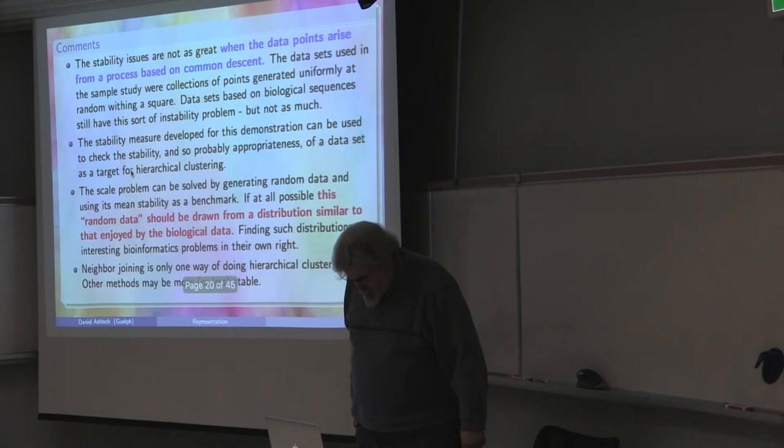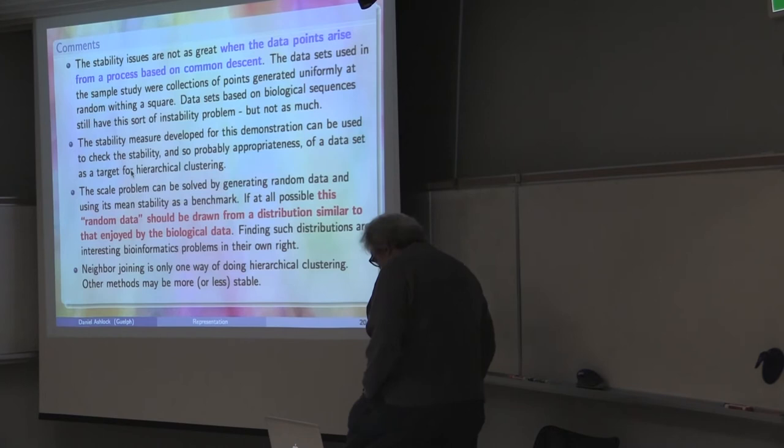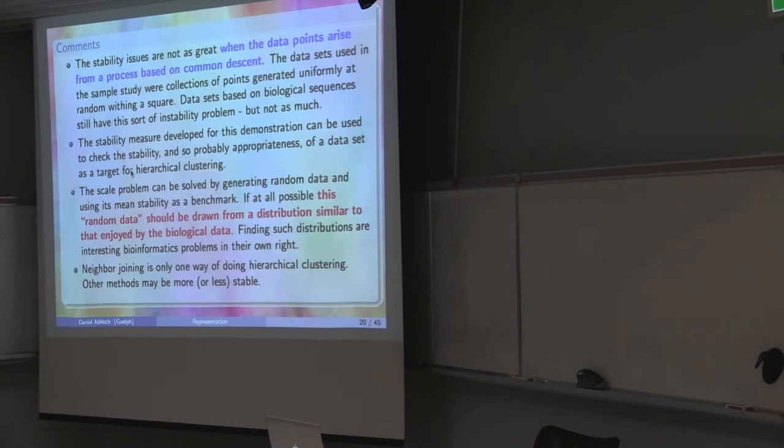So the stability issues are not as great when the data points arise from a process based on common descent. You remember how I said that k-means works really well if you have really good clusters? Well, the neighbor joining algorithm is going to rediscover the true tree if the data was based on a tree cleanly. And so a common descent process like evolution tends to generate data sets on which neighbor joining works well. So that's kind of a little bit good.